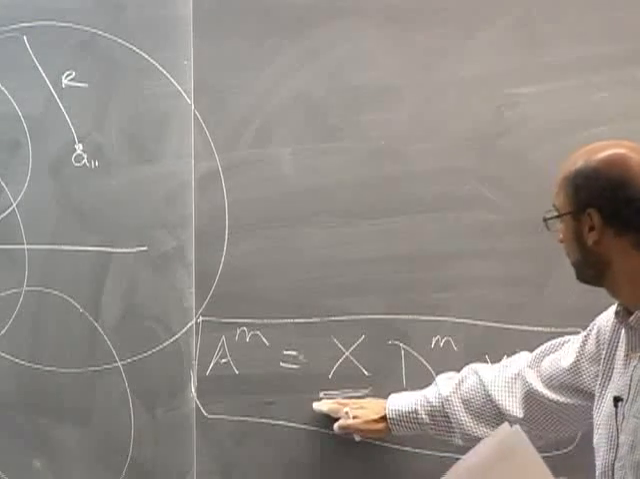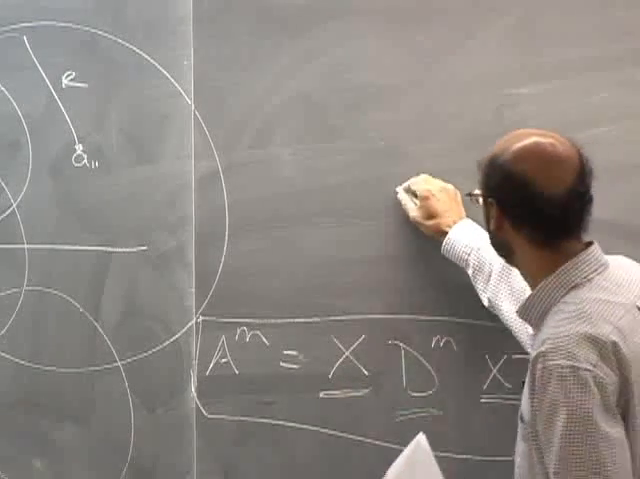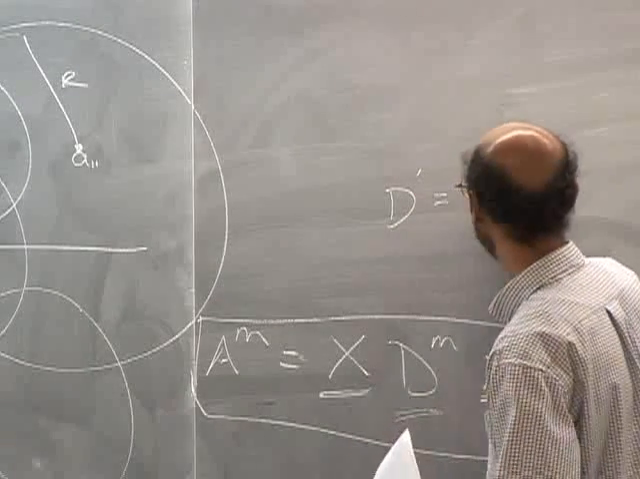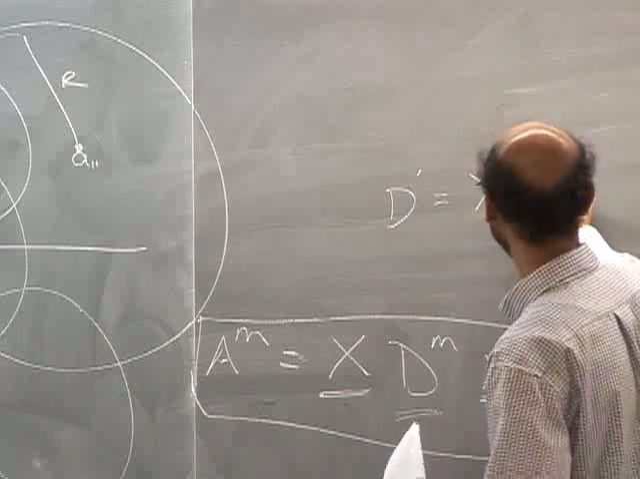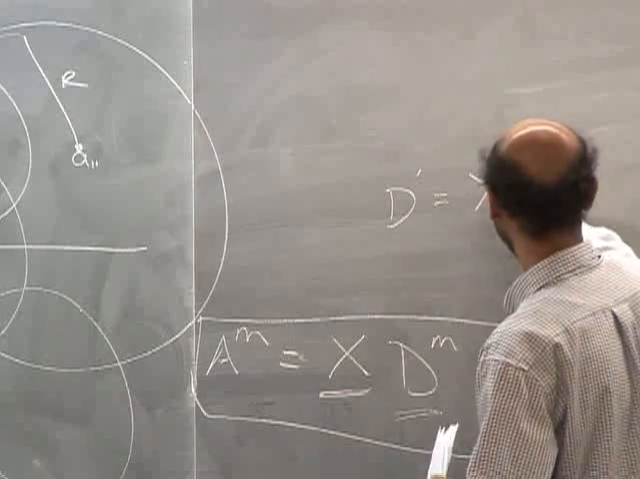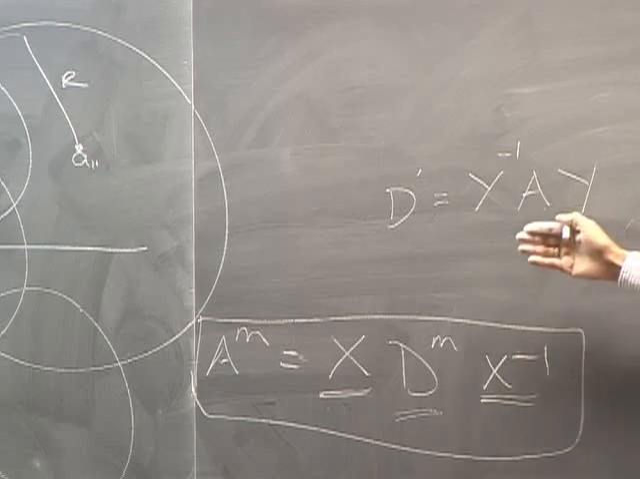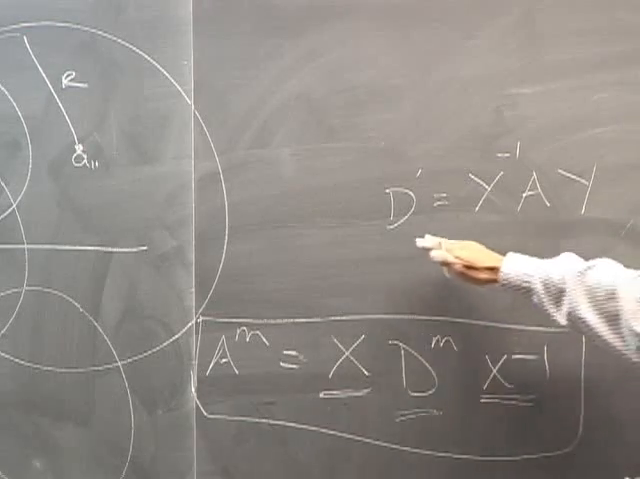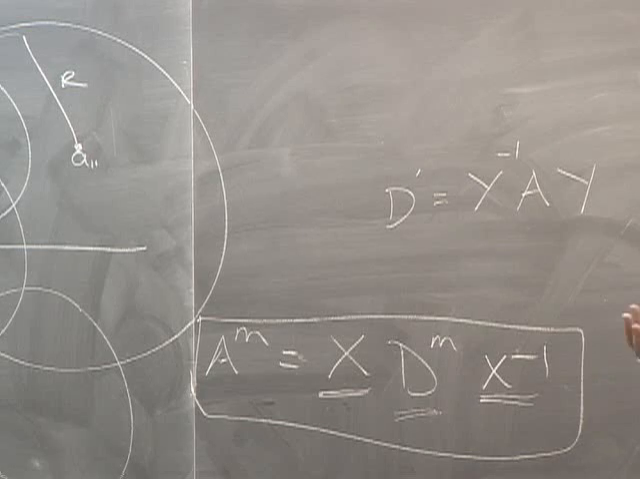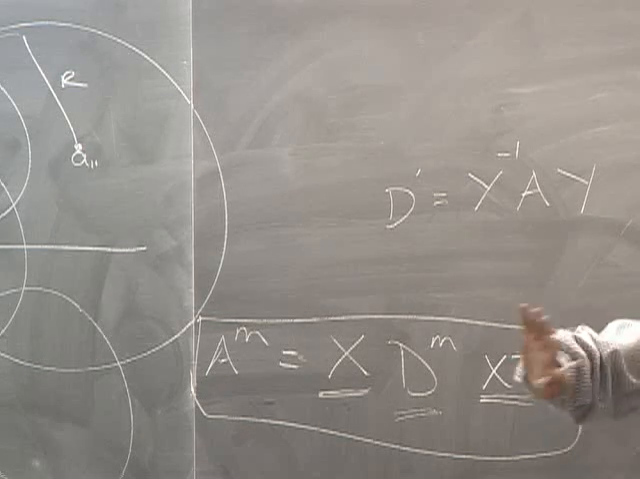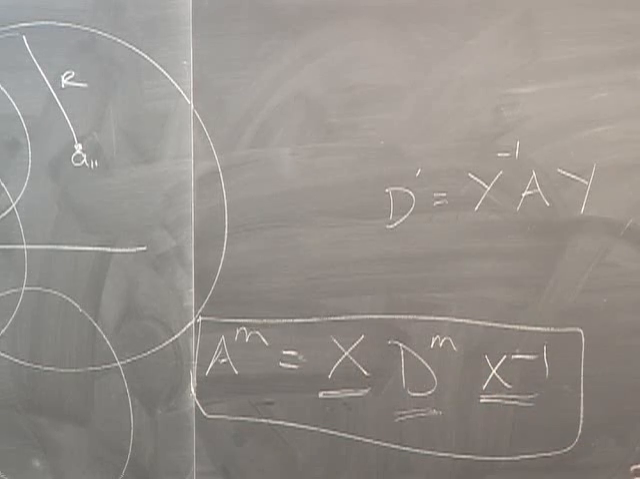So I take the transformation. Let's say D prime is going to be some Y inverse A Y. Then I can go over here. And so when I look at this D prime to the power n, I kind of know what to do, because it looks diagonalish. I kind of know I can sort of ignore the off diagonal elements, for example.